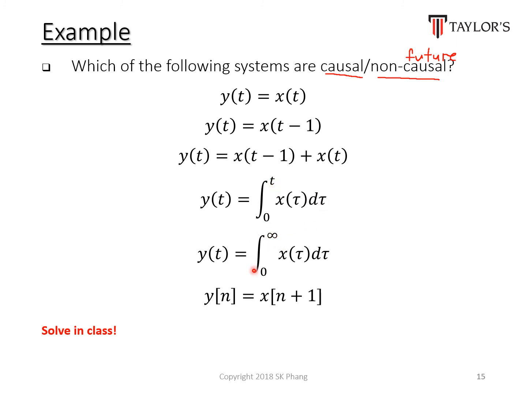However, look at this example. If I do the integration from 0 to infinity, as I mentioned earlier, 0 to t is the past input, and t is the present input. So anything beyond t, from t plus 1 until infinity, is the future input which you haven't gotten yet. So example 5 is a non-causal system because it depends on future input. Now let us look at the last example. It is a digital system where the output depends on the next input. So n plus 1 is the next input, so it's again a future input. So this is a non-causal system.